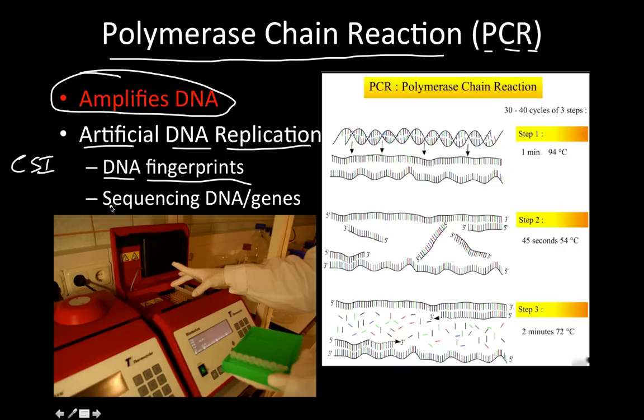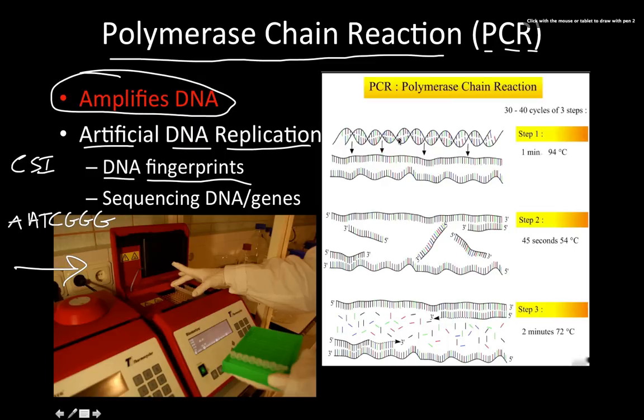Another thing that PCR is useful in is sequencing genes or sequencing DNA so we can know the exact sequence of A's, T's, C's, and G's in a given gene. So all of that stuff happens using a PCR machine. And this picture right here is a thermocycler or a PCR machine.